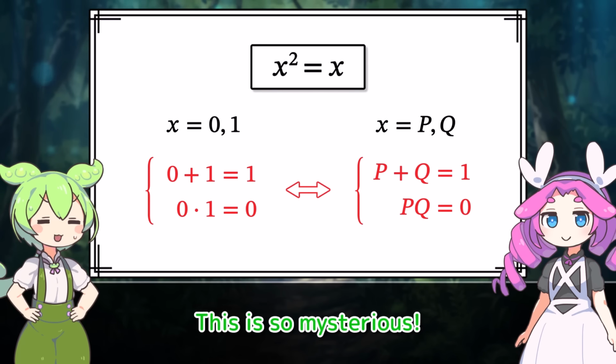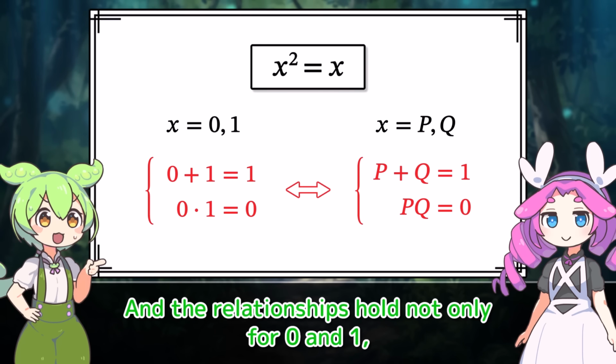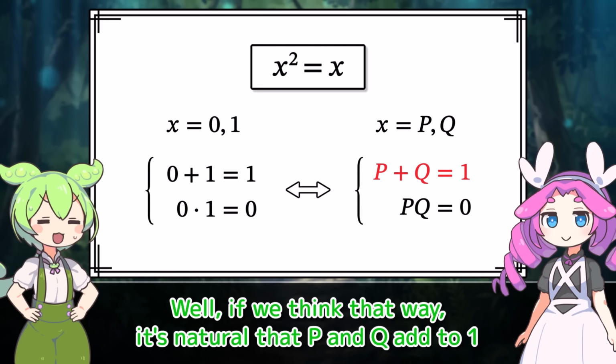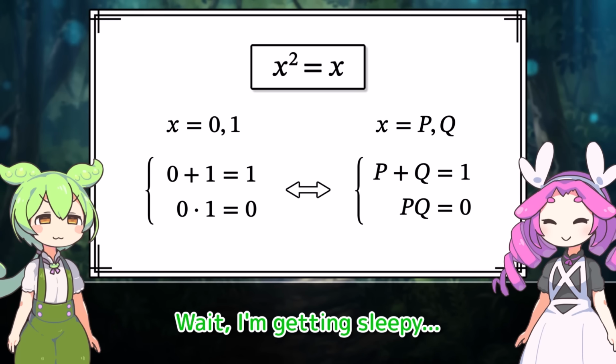This is so mysterious. We've obtained 4 solutions to the equation x squared equals x. And the relationships hold not only for 0 and 1, but also for P and Q. Well, if we think that way, it's natural that P and Q add to 1, and multiply to 0. I'm glad you understand. Wait, I'm getting sleepy.